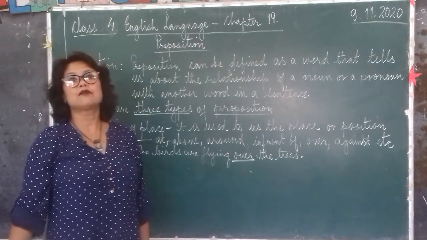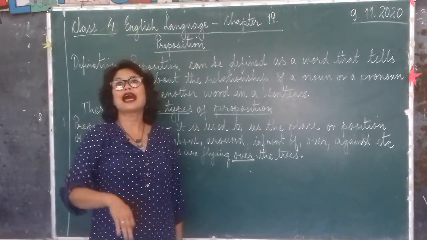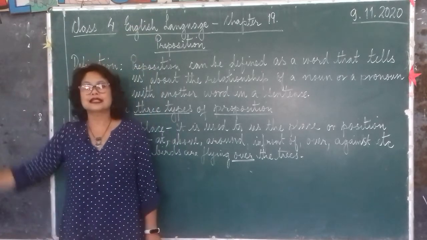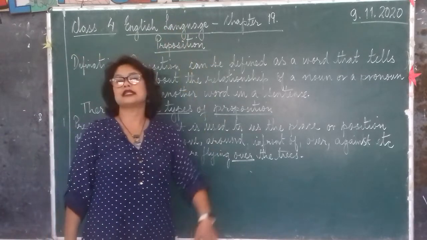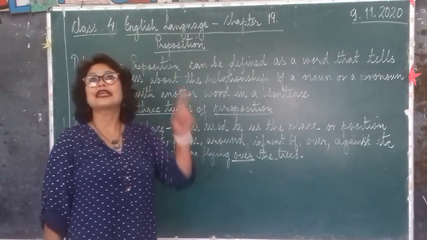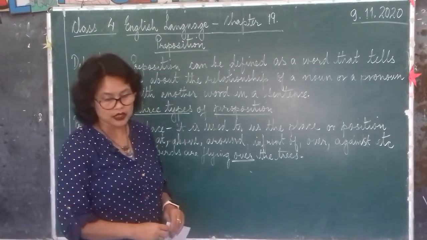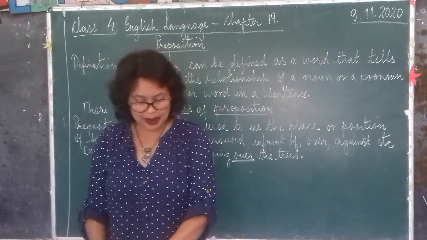You cannot say the birds are flying in the tree. We can say the birds are flying in the sky. We cannot say the birds are flying over the sky. All right? The birds are flying over the trees. The birds are flying in the sky. In is a preposition. You understood, children? So, there are many exercises. There are many examples, okay?